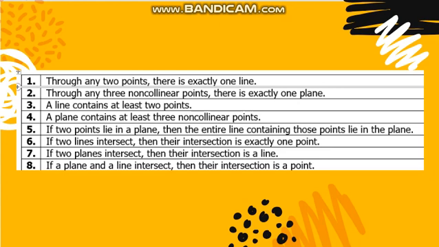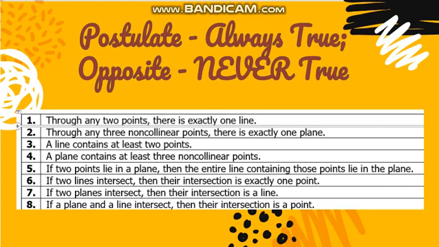If I ask you when 2 lines intersect, you should be able to tell me their intersection is a point. You should be able to tell me if two planes intersect, that their intersection is a line, and that if a plane and a line intersect, their intersection is a point. These three you might see just phrased like, if two planes intersect, what is their intersection? So those three, be especially careful with. Postulate is always true. If it's the opposite of the postulate, it's never true. That's the most common question you'll see.